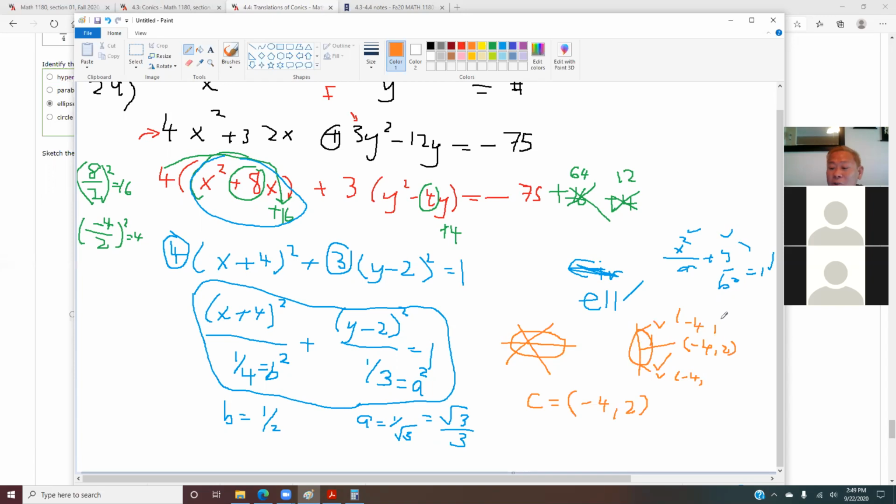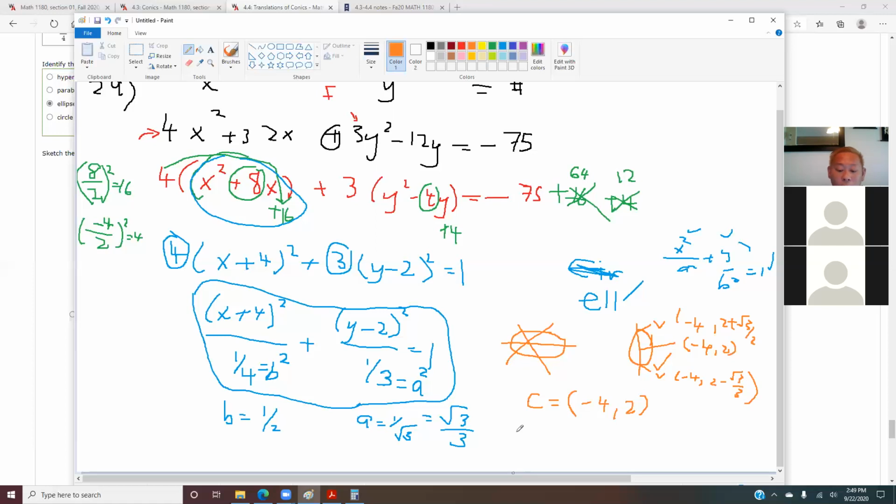Yes, so you do 2 plus A. A is not 1/3. This is another mistake students make. It's not 1/3. It's √3/3. So this is 2 plus √3/3. And this will be 2 minus √3/3. So this is how you figure out your vertices.